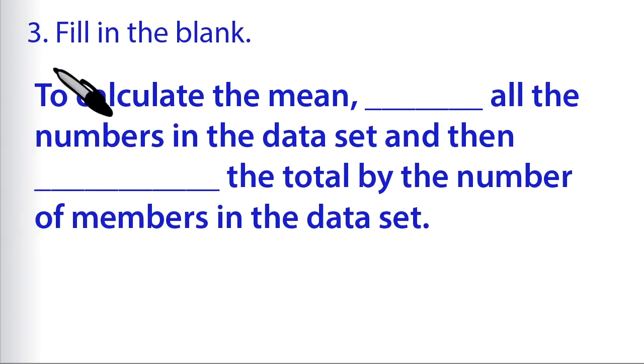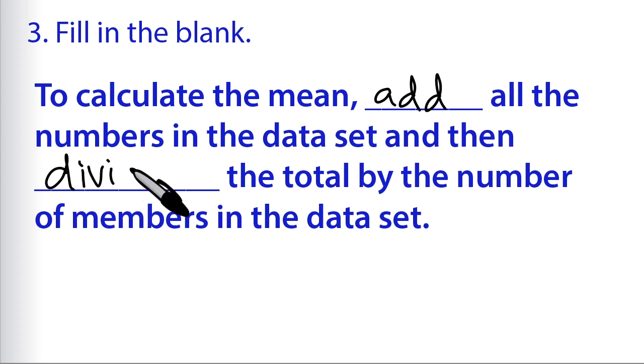For problem 3, we need to fill in the blank, and we have to calculate the mean, blank all the numbers in the data set, and then blank the total by the number of members in the data set. Remember, mean means average, and so we need to add up all of the members of a data set. So we add all the members in the data set, and then we divide the total by the number of members in the data set.